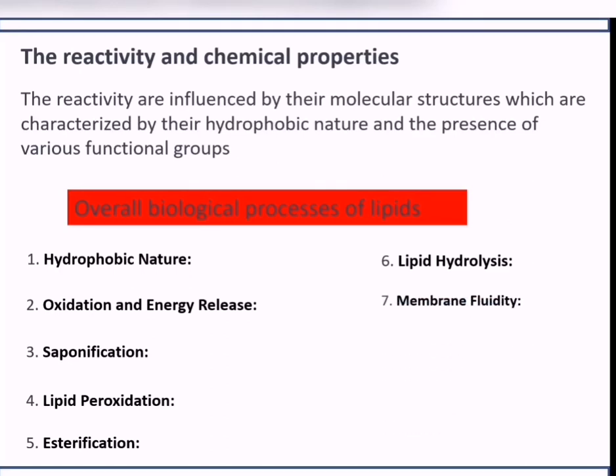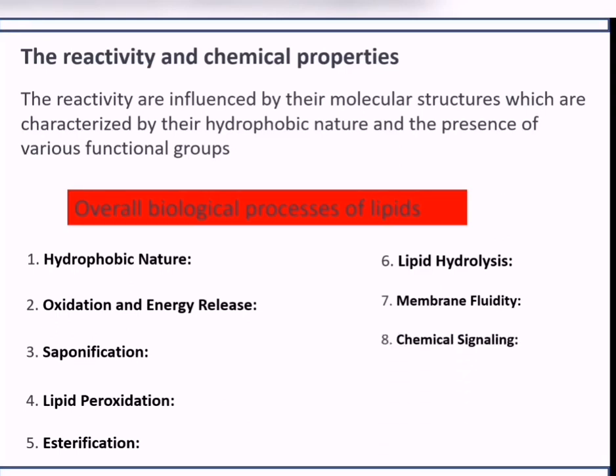The seventh one is membrane fluidity. The saturation and unsaturation of fatty acid chains in membrane phospholipids influence the fluidity of cell membranes. Unsaturated fatty acids introduce kinks in the chains, which prevents close packing and increases membrane fluidity.